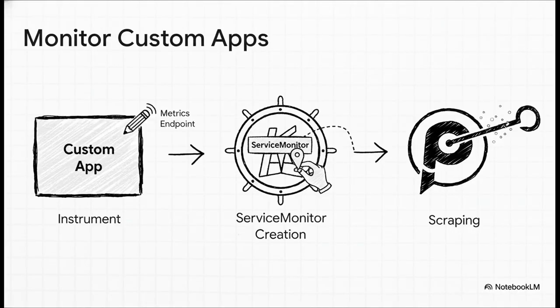And what about your own applications? Well, it's a similar idea. First, you add a little bit of code to your app to expose its own metrics on a web page, an HTTP endpoint. Then, inside Kubernetes, you create a special config called a service monitor. You can think of it like putting up a big sign in your cluster that points to your app and tells Prometheus, hey, come get your data over here.